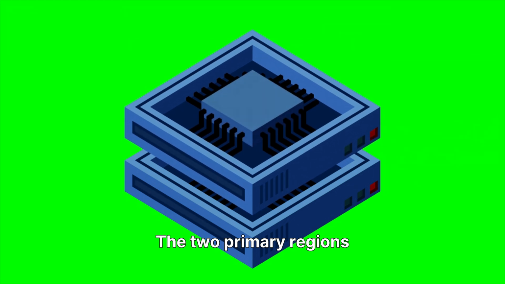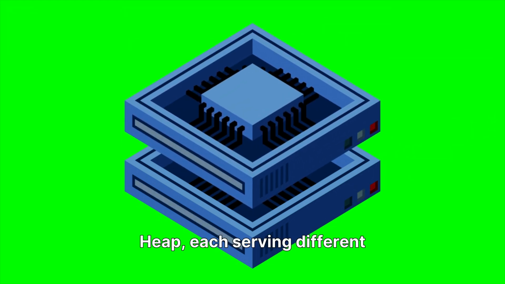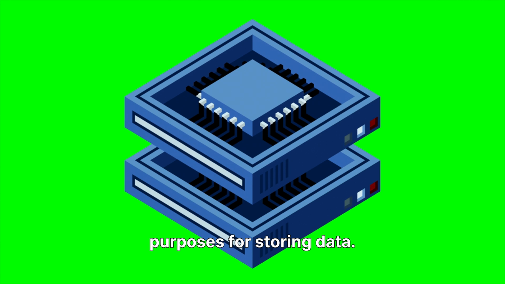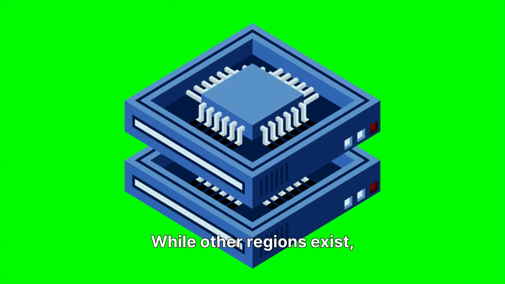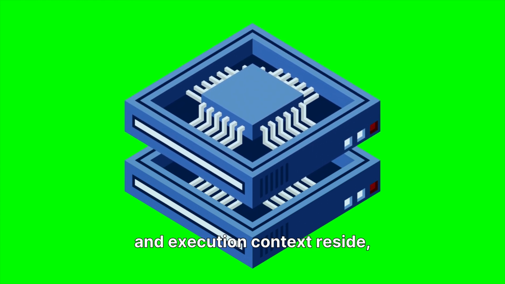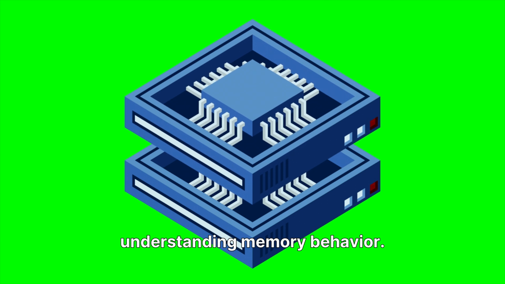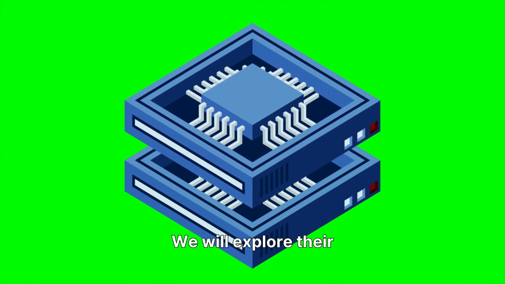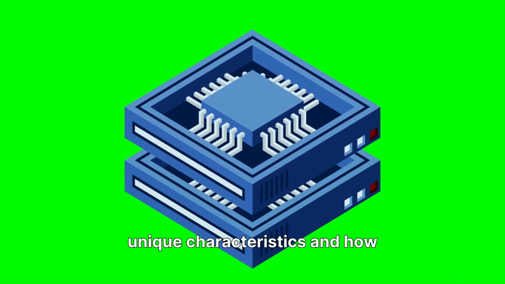The two primary regions we'll focus on are the stack and the heap, each serving different purposes for storing data. While other regions exist, the stack and heap are where most of your program's dynamic data and execution context reside, making them central to understanding memory behavior. We will explore their unique characteristics and how they interact.